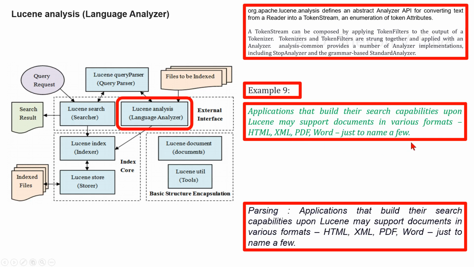Applications that build their search capabilities upon Lucene may support documents in various formats: HTML, XML, PDF, Word, just to name a few. Lucene does not care about the parsing of these and other document formats, and it is the responsibility of the application using Lucene to use the appropriate parser to convert the original format into plain text before passing that plain text to Lucene.